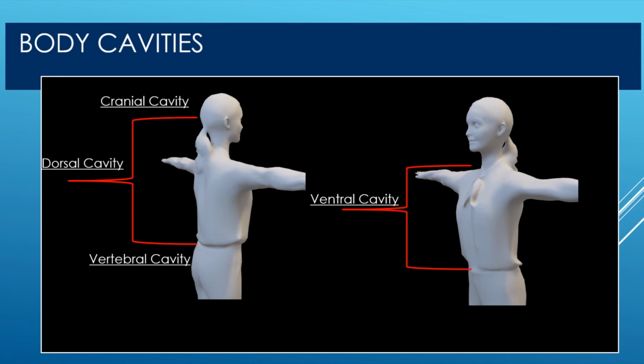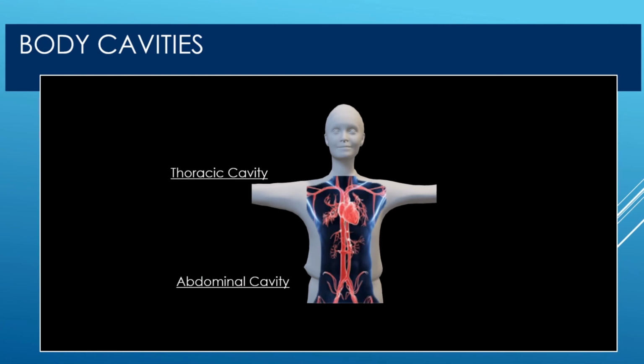The next 3 cavities are considered ventral. These include the thoracic, abdominal, and pelvic cavities. A thin muscle called the diaphragm divides the thoracic and abdominal cavities. Inside the thoracic cavity is a compartment called the mediastinum. This compartment contains most of the organs of the thoracic cavity, such as the heart, esophagus, trachea, and thymus. The lungs do not fall within the mediastinum. They are positioned outside of the mediastinum on the right and left sides.